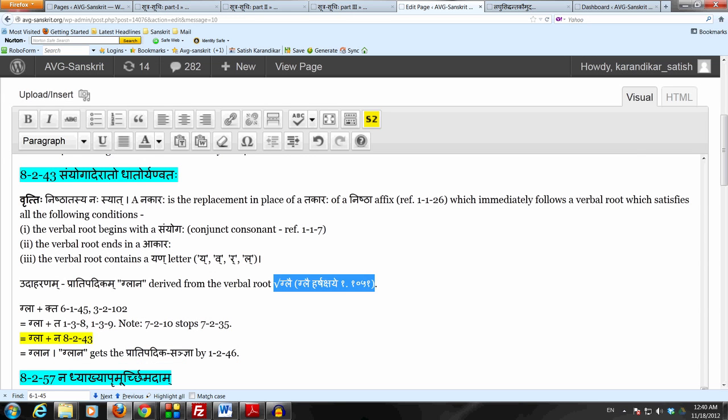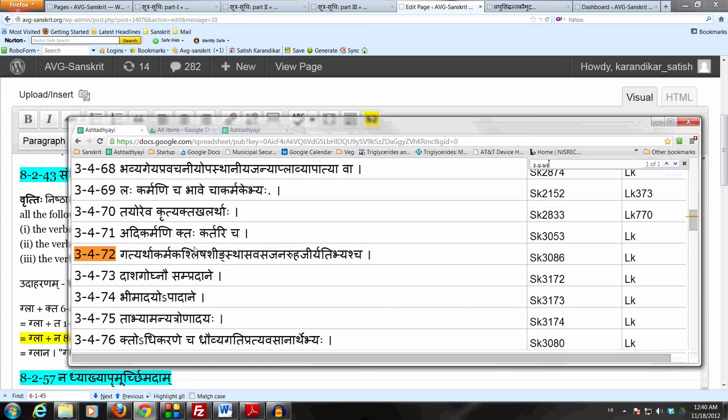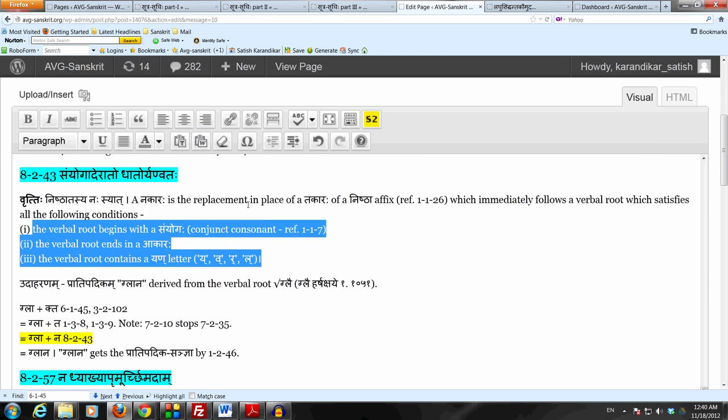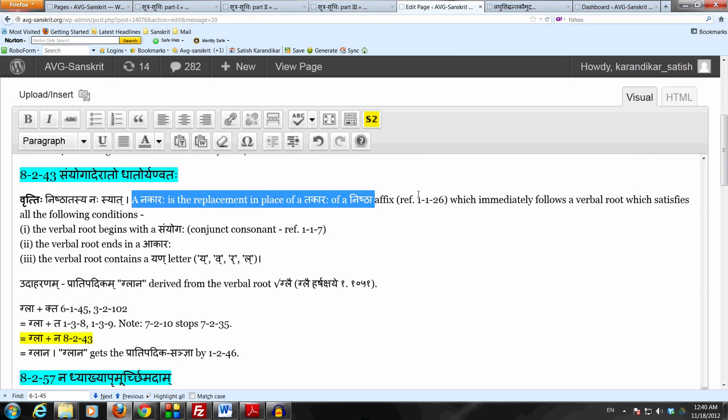We can use the kta pratyaya here kartari. So we can say glanoham. I am tired, I am exhausted, I am depressed, dejected. So this can be used also kartari because it is an akarmaka dhatu. So 3 to 4 to 72. It can be used bhave or it can be used kartari by 3 to 4 to 72. So anyway, this is this sutram 8 to 43. Sanyogader ato dhator yanvataha. These are three conditions which you have to remember, and then when all three are satisfied, then if there is a takara for nishtha pratyaya immediately following such a dhatu, then it takes the nakara adeshaha.